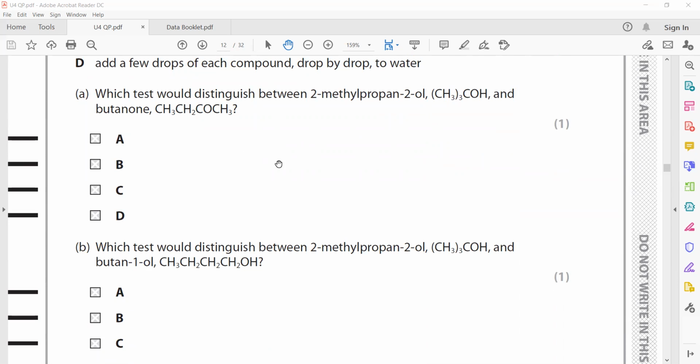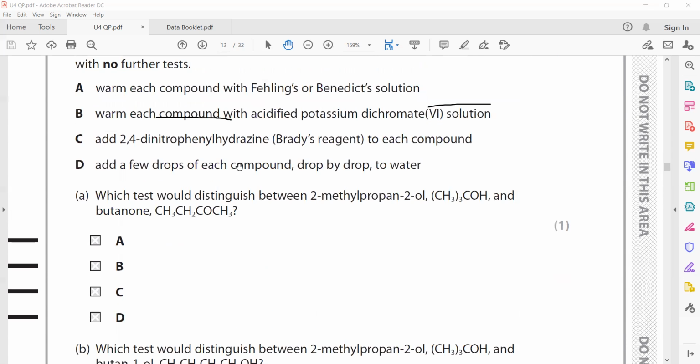So which test would distinguish between 2-methylpropan-2-ol and butanol? So one is a tertiary alcohol, and another one is butanol. So we can use 2,4-dinitrophenylhydrazine because one is a carbonyl group. So this will give a positive result and this will not show any change.